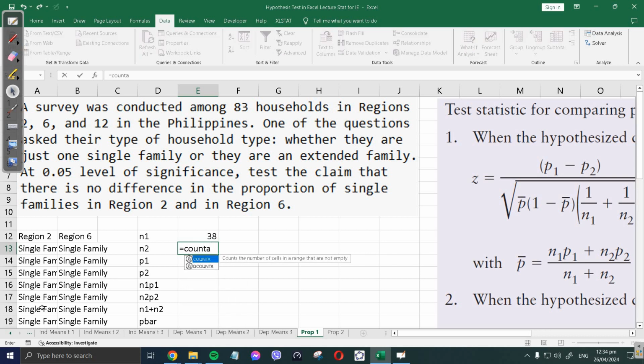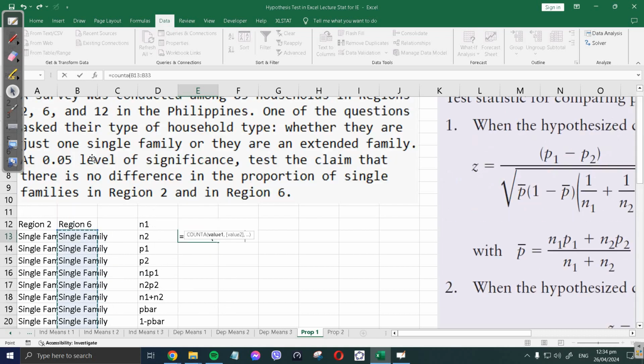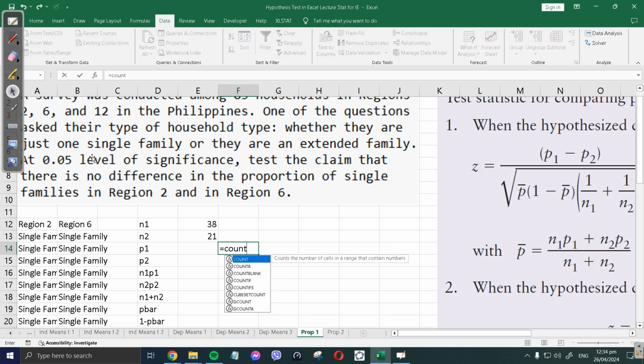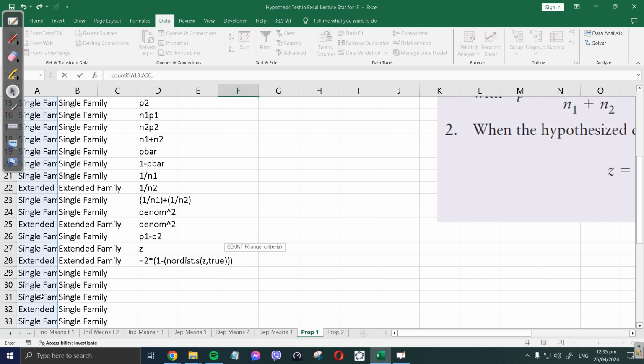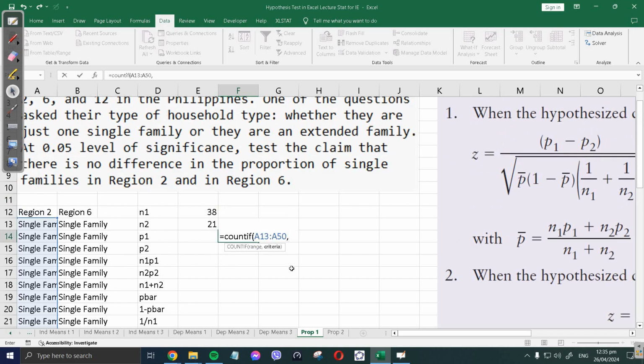For region 6, we also count it. Here only, close parenthesis, and there you go, 21. Now, we want to count how many have single family. So before we place the actual proportion here, let's first count how many. And since we're counting data that's not numerical, we use COUNTIF, so that we can count how many cells have the words single family. So we type COUNTIF, then open parenthesis. Excel tells us how to write the formula, so it's easier for us. So range means this. There we go. Then after that, comma, and then we need the quotation mark, and then you type single family exactly as how the data is written, because otherwise it will not count properly.